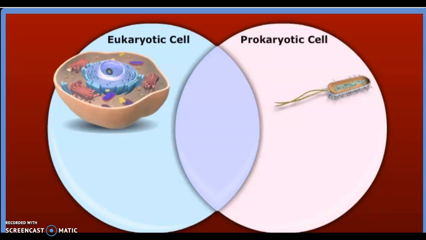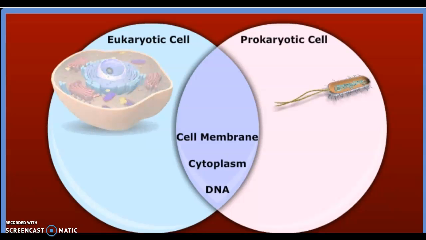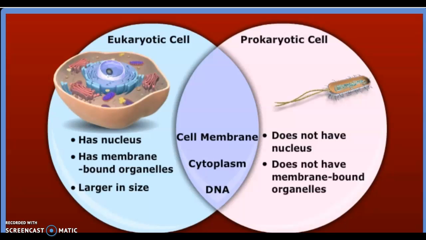Let's quickly summarize all of these similarities and differences. All cells, despite their size or shape, have a cell membrane, jelly-like cytoplasm, and DNA as the genetic material. Eukaryotic cells have a nucleus and membrane-bound organelles. They are also usually larger in size. Prokaryotic cells don't have a nucleus or membrane-bound organelles. They are smaller in size and not as complex as eukaryotic cells.